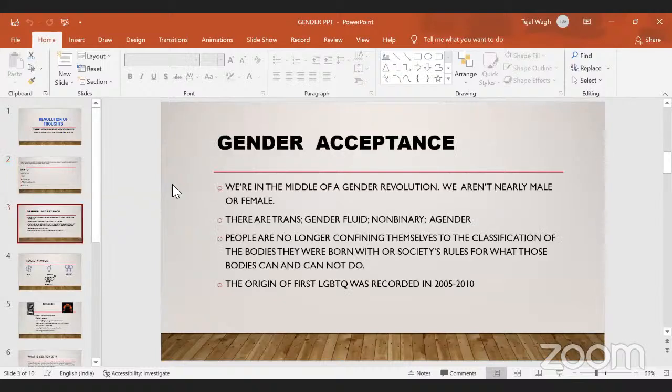Actually, we are in the middle of a gender revolution. We aren't merely male or female. There are transgenders, transgender fluids, non-binary genders. People are no longer confining themselves to the classification of the bodies they were born with or society's rules for what those bodies can and cannot do. The origin of world first LGBTQ was recorded in 2005 to 2010.